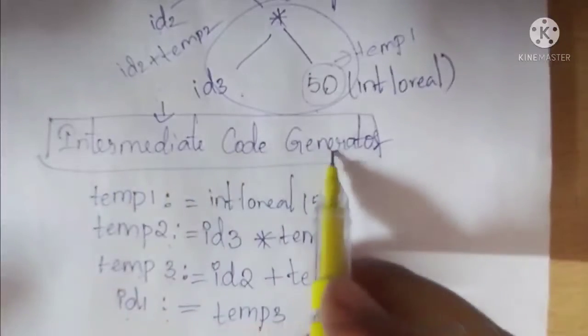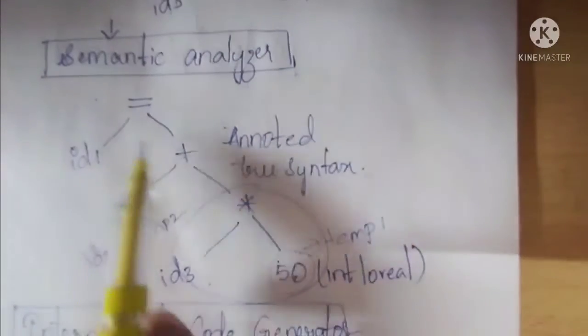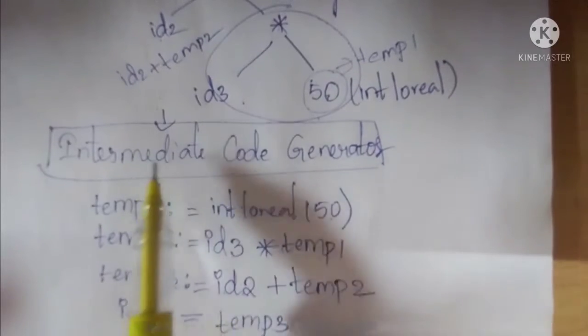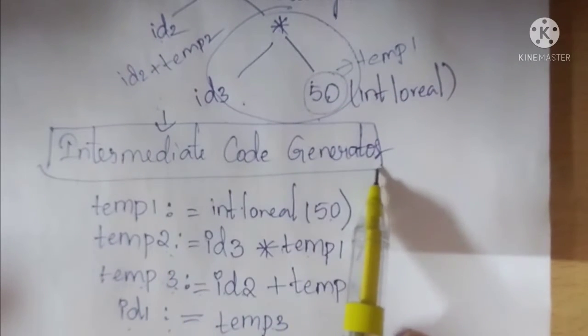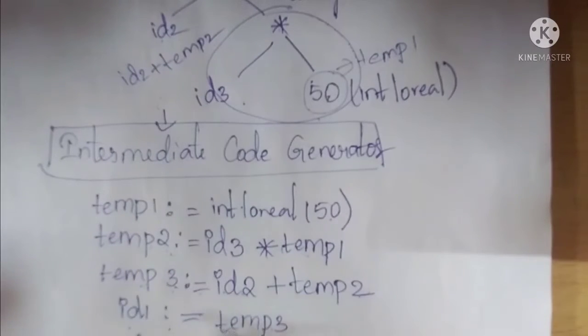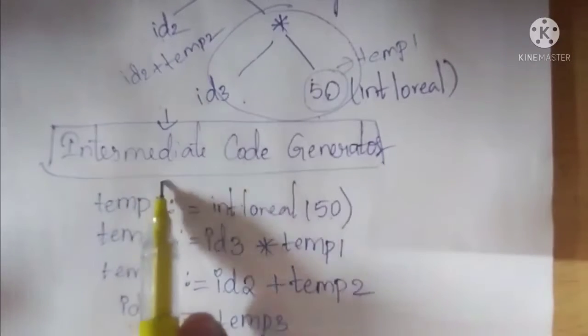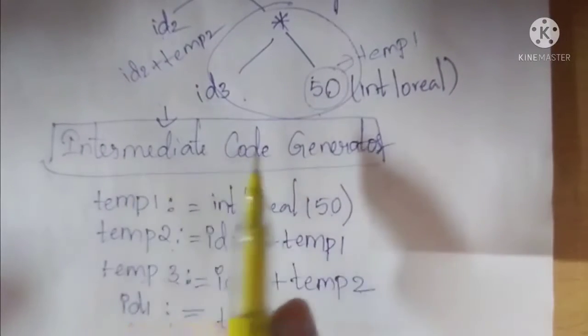We have stored all the IDs in temporary variables. So the role of the intermediate code generator is that it is going to convert the high level language into machine understandable language. It acts as an intermediator between the high level language and the machine language.